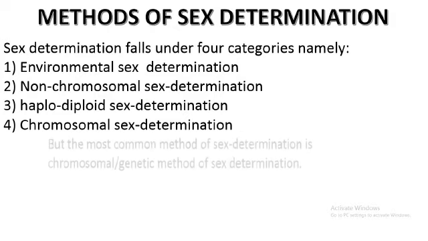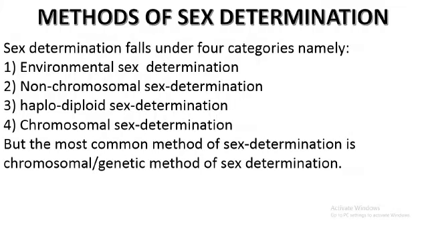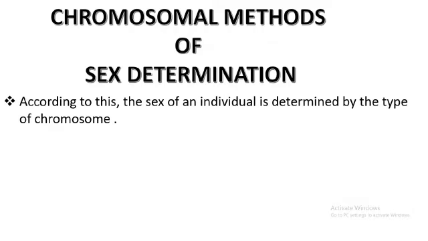Even though there are different methods, the most common method of sex determination is the chromosomal, or what we call the genetic, method of sex determination. So now let us study this chromosomal or genetic method of sex determination. How can we define this? According to this, the sex of an individual is determined by the type of chromosome the individual has got.